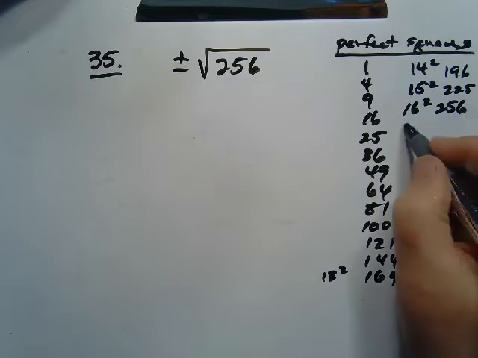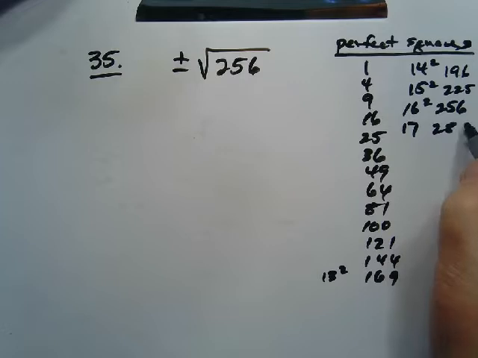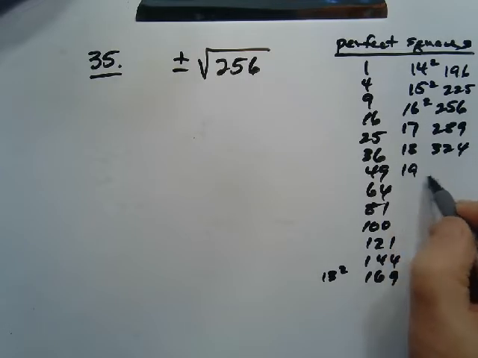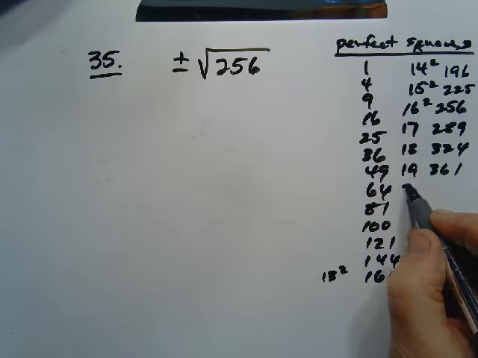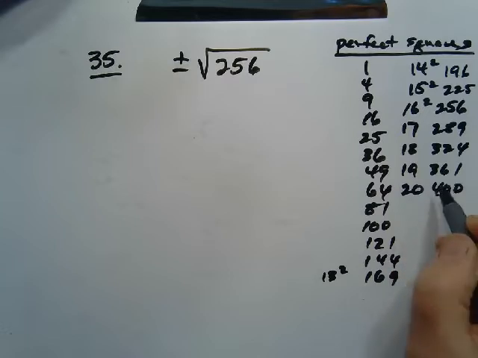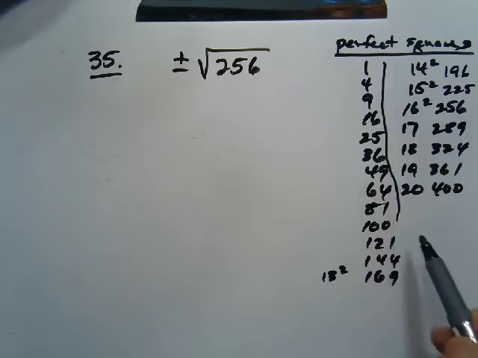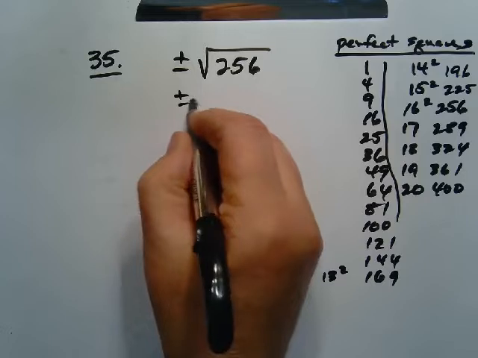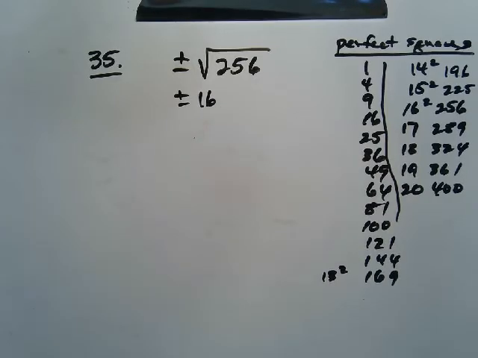You need to know all these. I'm going to go a little bit farther here. 289. 18 is 324, 19 is 361, and 20 is 400. So these are the perfect squares up to 20 times 20. You need to know these. So in a minute we'll talk about the perfect cubes as well. So the square root of 256 is 16, plus or minus 16. All right, let's take a look at the next one.